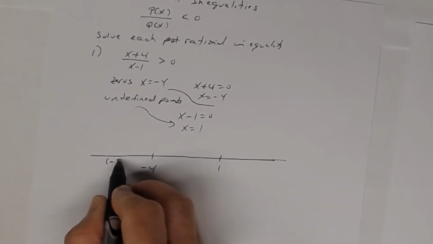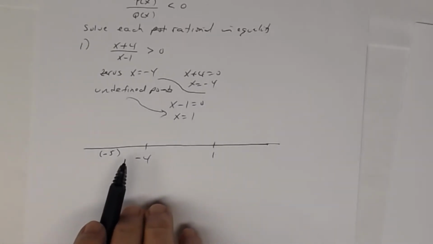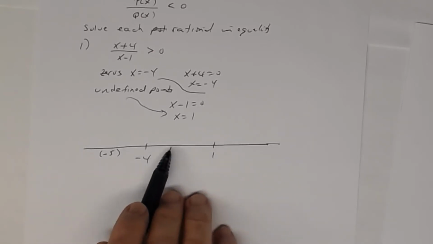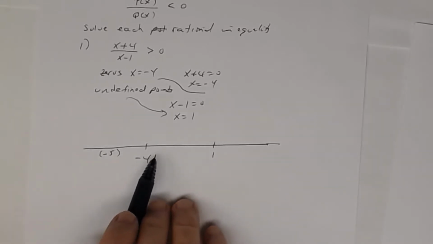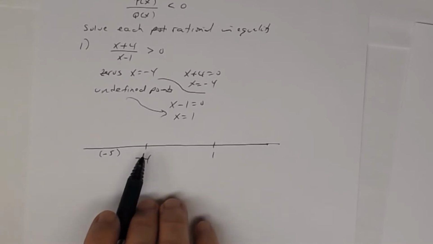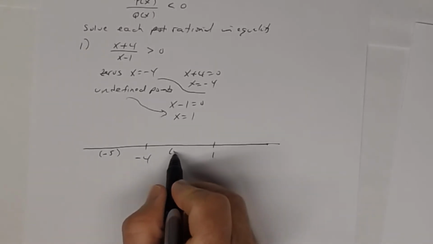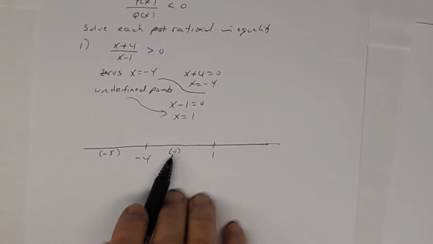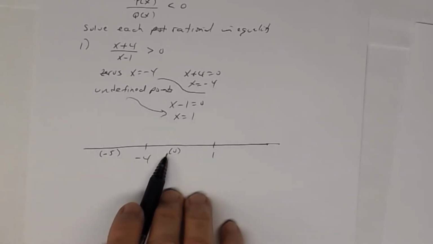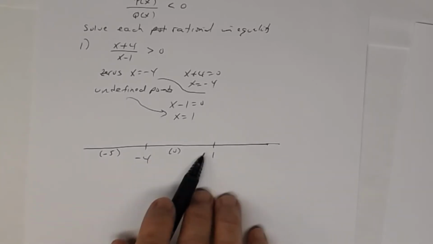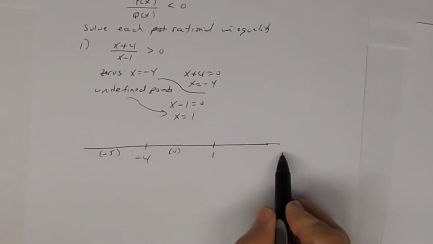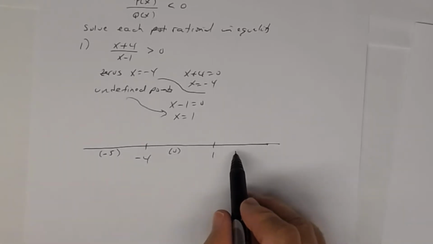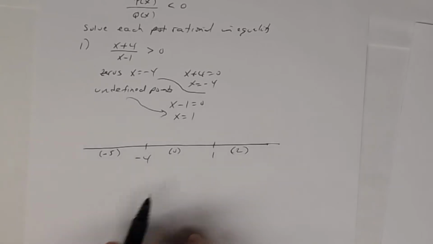So we're going to say -5. And remember as before, it's always easiest to try and use a test point that's an integer. You won't always, but it's always easiest to do that. A test point between -4 and 1 is 0. 0 is a nice one to use. You could use -3. You could use a decimal if you want to, like 0.5. Any real number between -4 and 1. And then you want to pick a test point that's greater than 1. So let's say 2. Okay? So these are my test points.